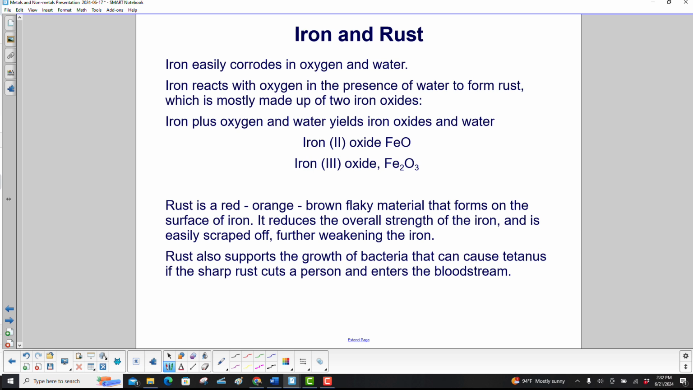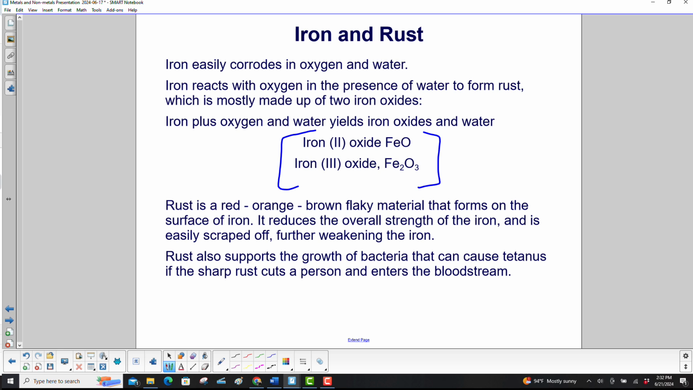It reacts with oxygen in the presence of water to form rust, which is mostly made up of two iron oxides. Iron plus oxygen and water yields iron oxides and water. So we have iron(II) oxide and also iron(III) oxide. Rust is a red, orange, brown, flaky material that forms on the surface of iron. It reduces the overall strength of the iron and is easily scraped off, further weakening the iron.